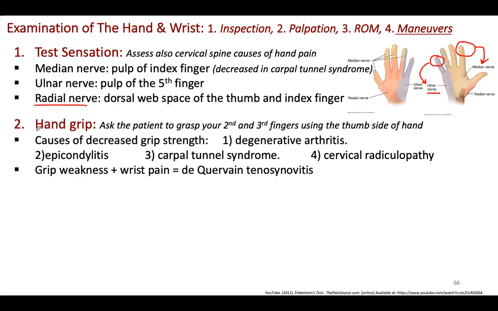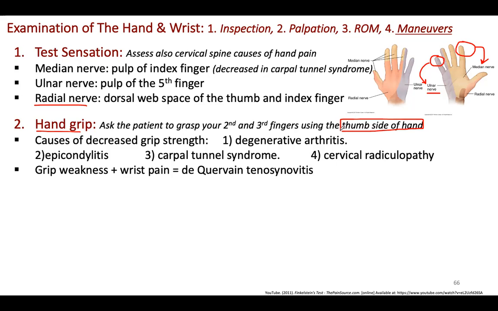Hand grip. Ask the patient to grasp your second and third finger using the thumb side of the hand. This is very important. So you put your two fingers on the thumb side of the patient's hand, because it takes real weakness to enable you to get your two fingers out of the thumb side. But it's very easy to get out of the little finger side because there is no thumb on the little finger side to make a firm grip. One of the functions of the thumb is to help us make a firm grip.